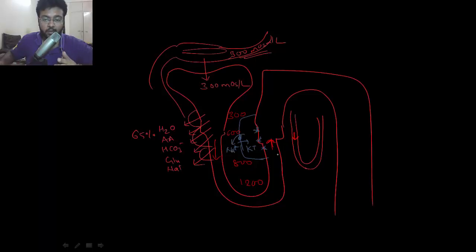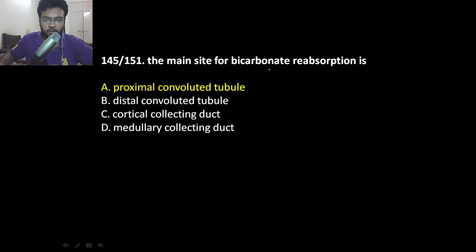Now how it is forming this concentration is by the absorption of sodium from the distal convoluted tubule. Here are the sodium potassium pump, which pumps out sodium to maintain the interstitial concentration, right? So the main site for bicarbonate absorption is PCT.